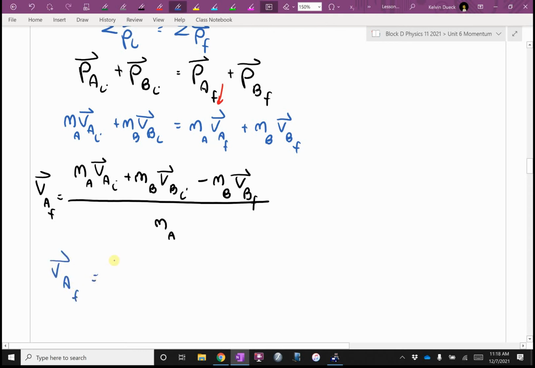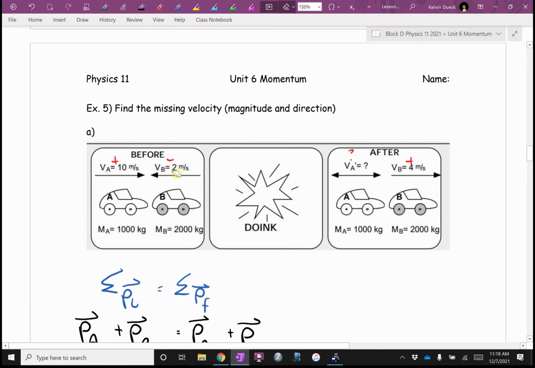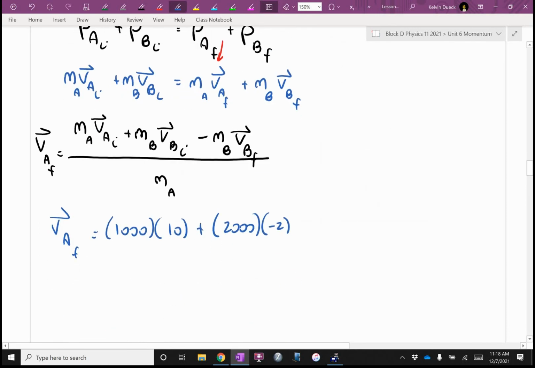What was mass A? What was VA initial? Plus, what was car B? What was VB initial? Sloppy mistake. I'm kind of glad you did that so I can point it out, but I'm kind of grumpy because we even put the negative in there, didn't we? Did you not put a little negative right there to remind yourself? You should have. Keep going. Minus, what's MB? I guess 2,000.